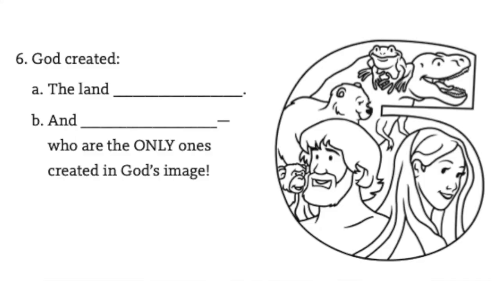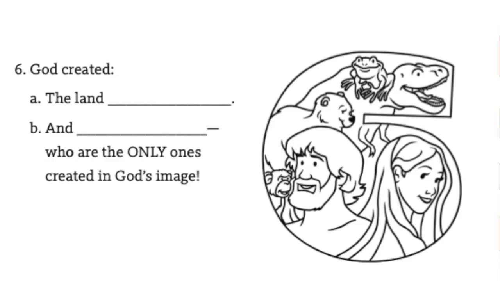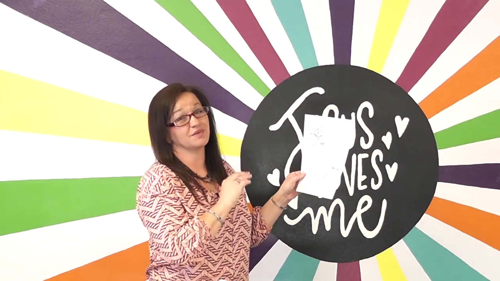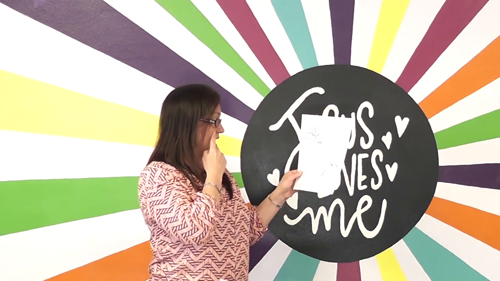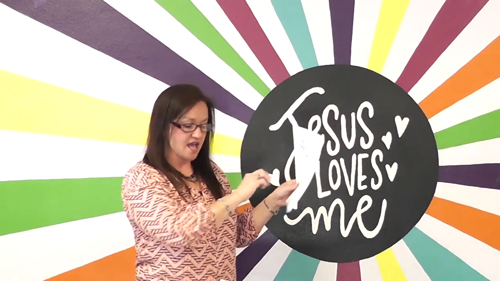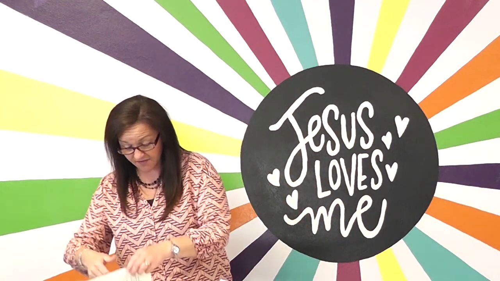Let's fill in our day six notes. It says God created the land animals, right? A-N-I-M-A-L-S and blank, who are the only ones created in God's image. Which would we write there? How about instead of writing man? Because that might be confusing because he made a man and a woman, right? So let's put the word mankind. M-A-N-K-I-N-D.